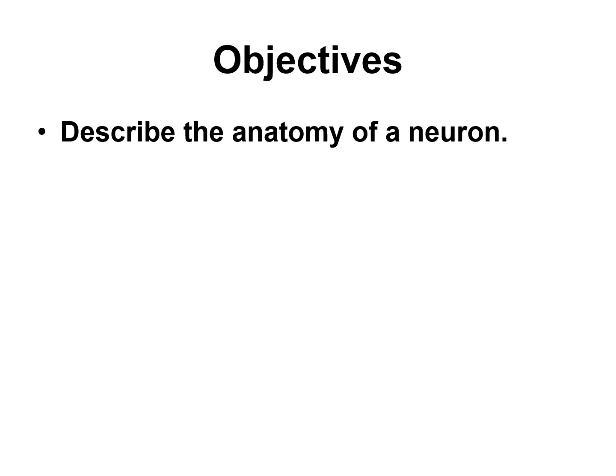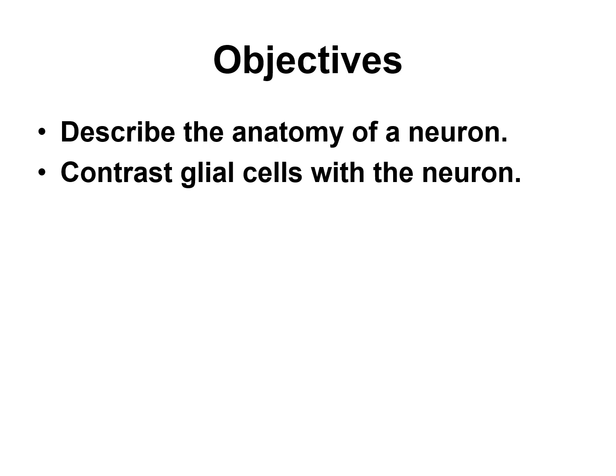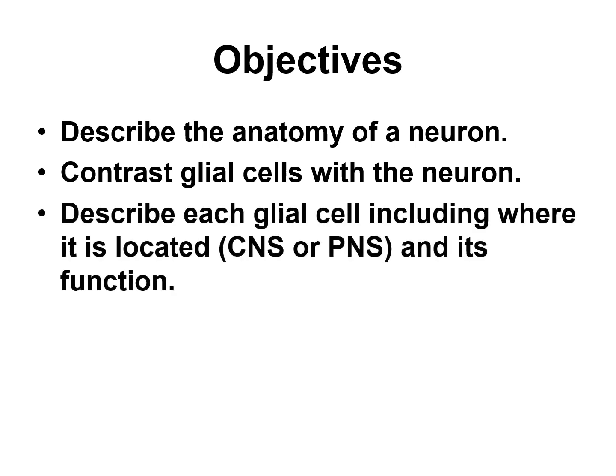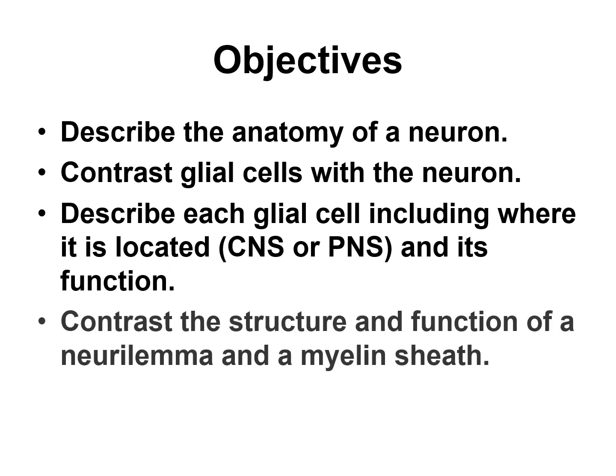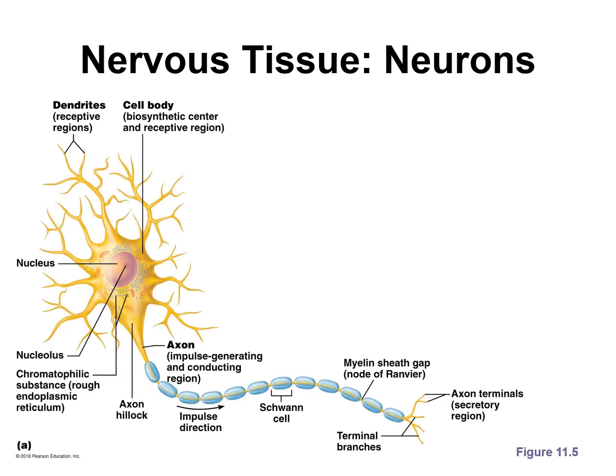Describe the anatomy of a neuron. Contrast glial cells with the neuron. Describe each glial cell, including where it is located, that is, is it in the central nervous system or the peripheral nervous system, and describe its function. Lastly, contrast the structure and function of a neurolemma and a myelin sheath.